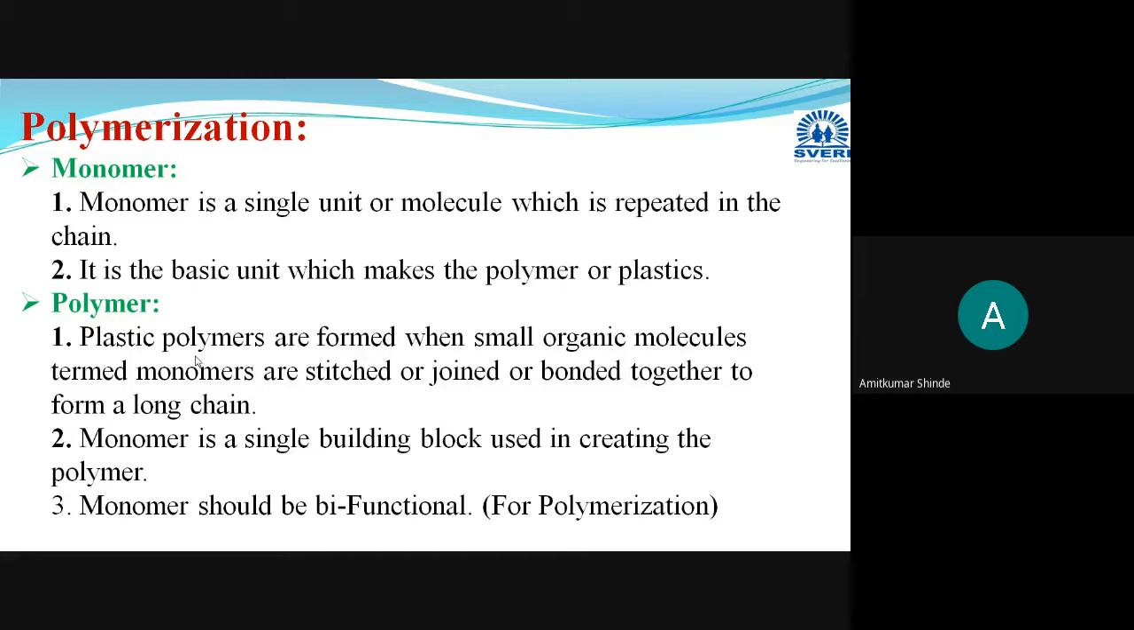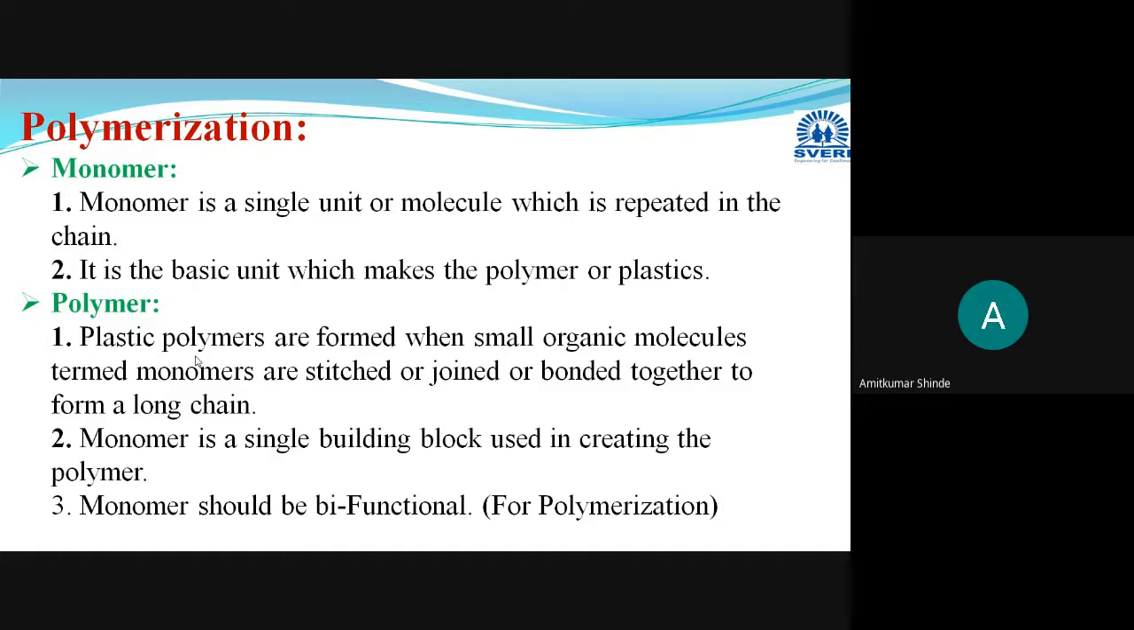Monomer is a single repeating unit or single molecule which is repeated again and again in a chain. And when a number of monomers are joined together with bonds in a longer chain, it will be termed as the polymer. Now you can clearly say that polymers are formed from monomers only.